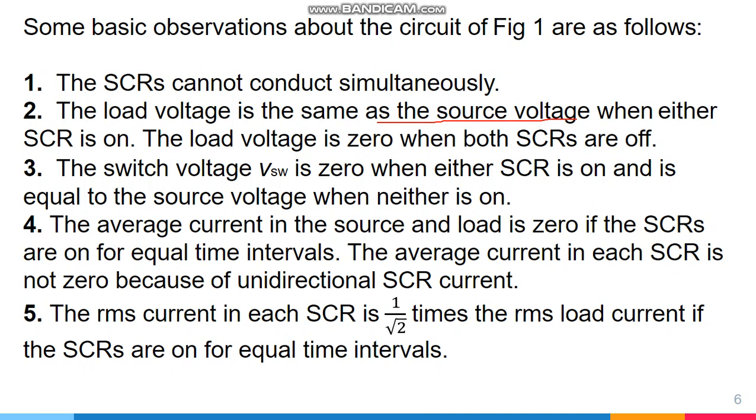And the switch voltage will be 0 when either of the switches is on, and will be equal to the source voltage when neither is on. The average current in the source and load is 0 if the SCRs are on for equal time intervals, because in half a cycle it will be positive and in the other half it will be negative, so their average will be 0. And we are considering that they are both fired at the same angle alpha and pi plus alpha.